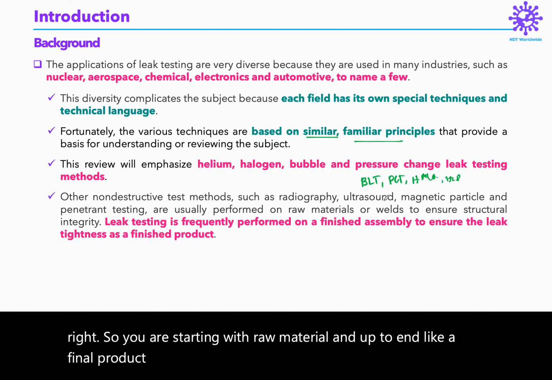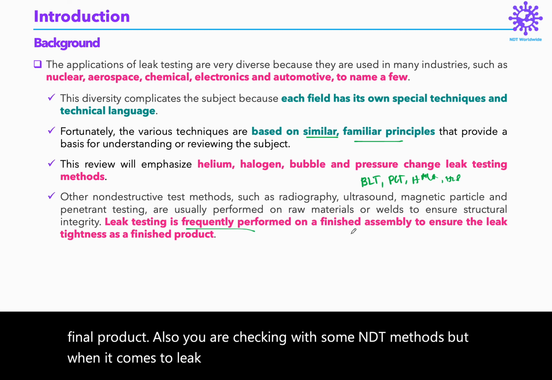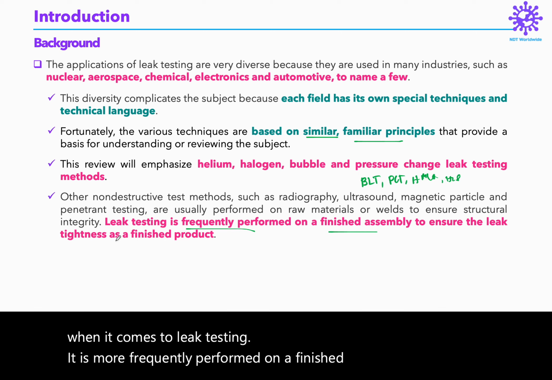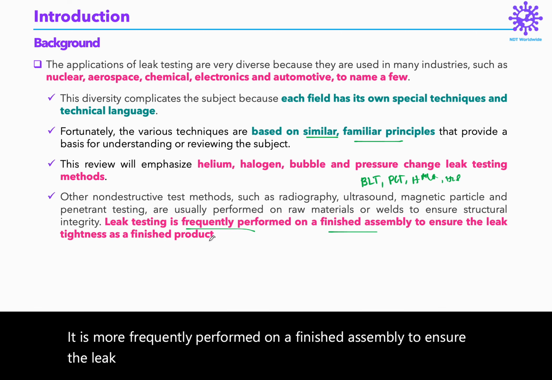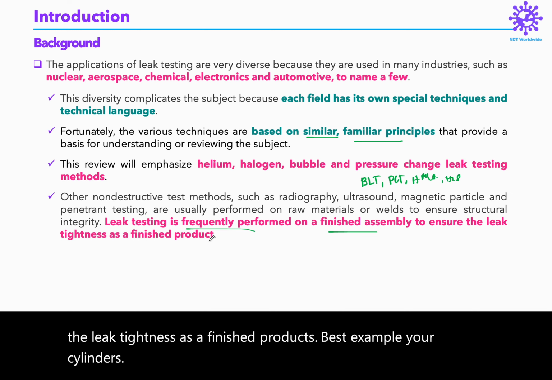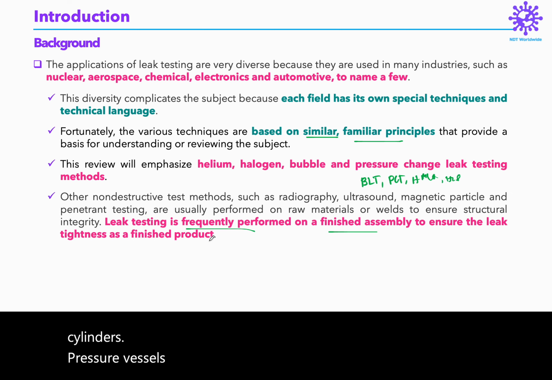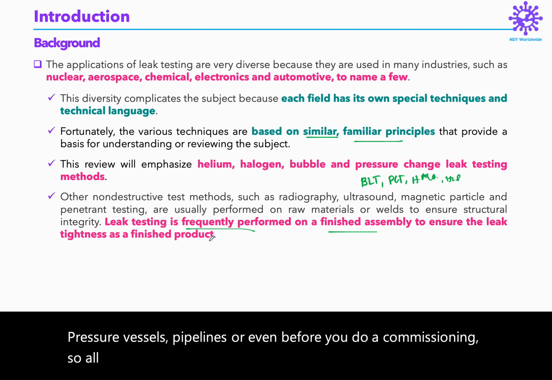But when it comes to leak testing, it is more frequently performed on a finished assembly to ensure leak tightness as a finished product. The best examples are your cylinders, pressure vessels, pipelines, or even before you do commissioning, all the CNG cylinders, LPG cylinders, right?